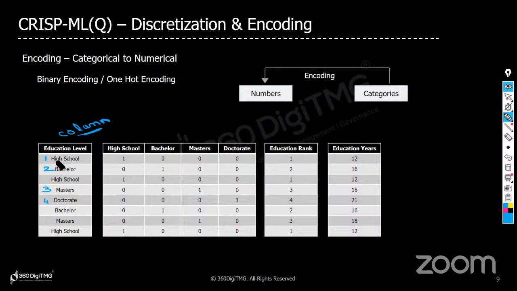Now, wherever the high school is present, first we will go for this record. High school is present here, so this is 1, remaining else is 0. And bachelor is present here, this is 1, remaining else is 0. High school is present here. Master's is present here. Doctorate is present here. Bachelor is present here. That is how we will do one hot encoding. This is also called binary encoding because we have zeros and ones, which is nothing but binary data.